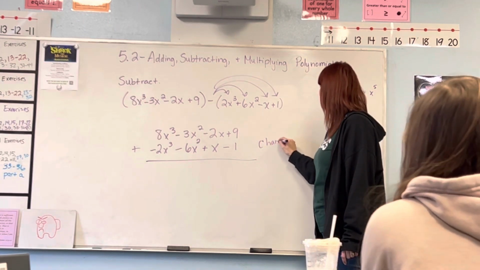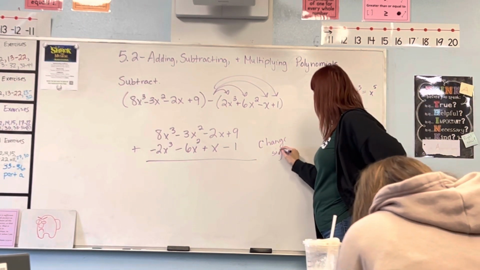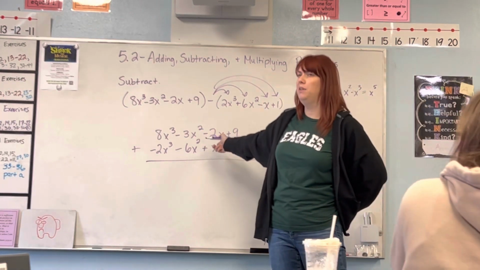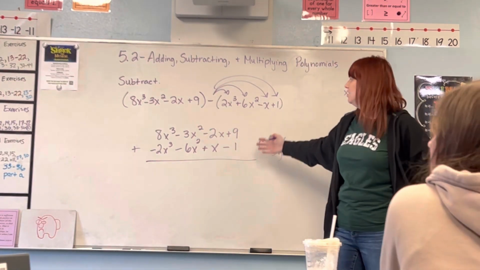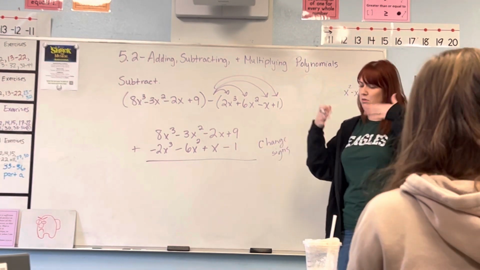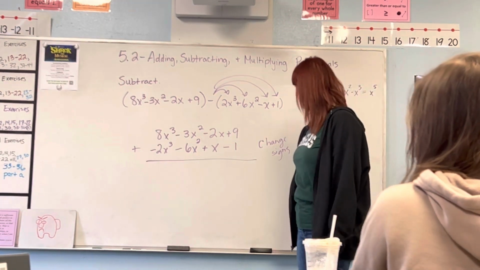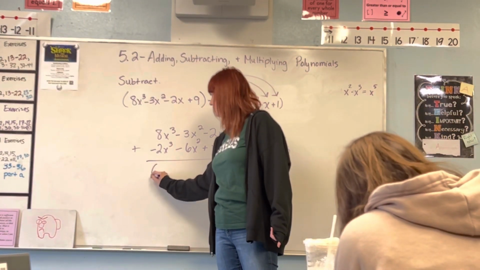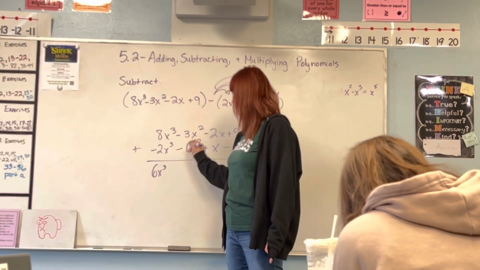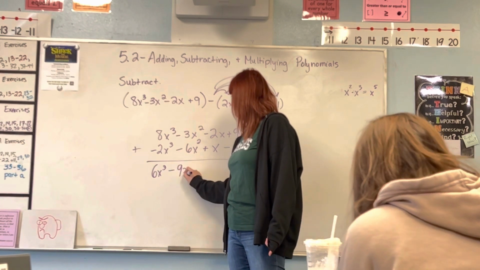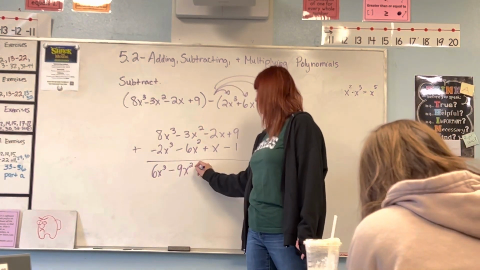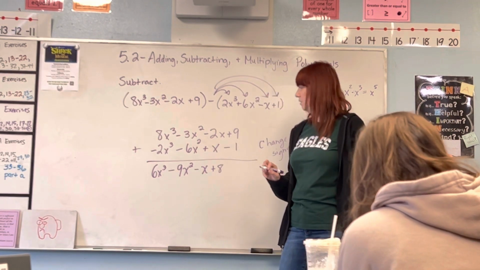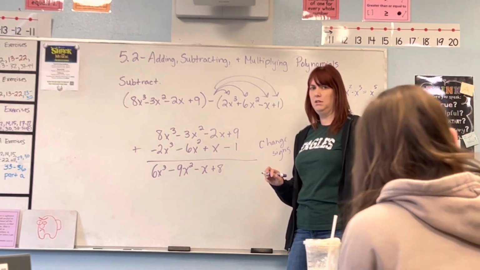This is actually the vertical one, the subtracting and doing this. This will be helpful when we get to division. So at least knowing how to do this, we kind of use this when we divide. Okay. So now just combine. 8 and negative 2 is 6. Negative 9x squared.